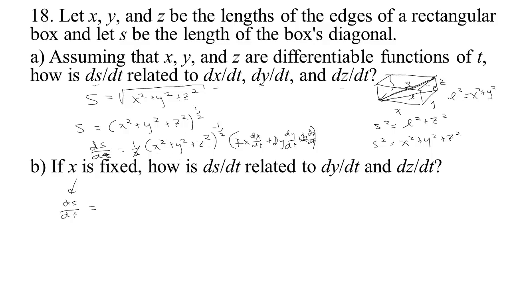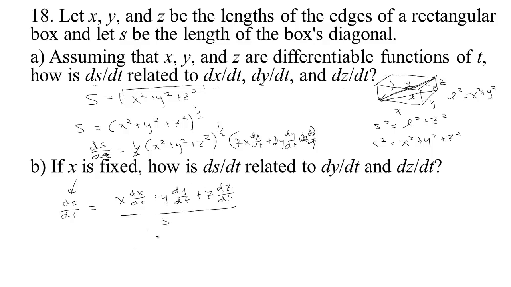In fact, it's s, isn't it? So we have x dx/dt plus y dy/dt plus z dz/dt all over this square root, but that square root is s, so I could divide it all by s.